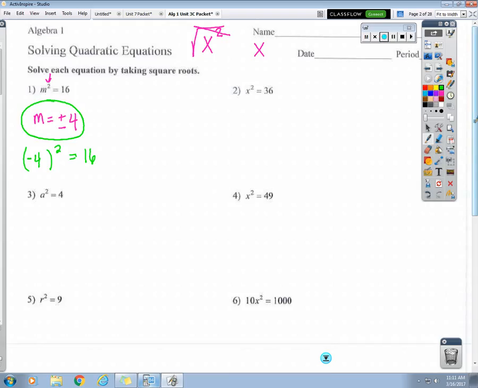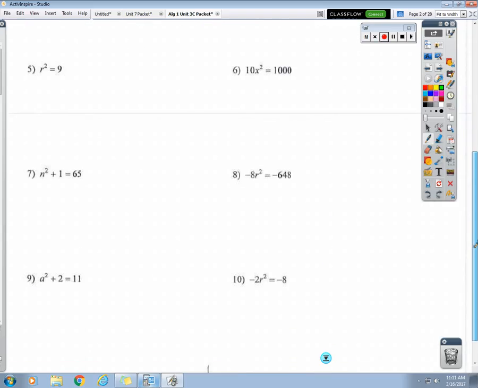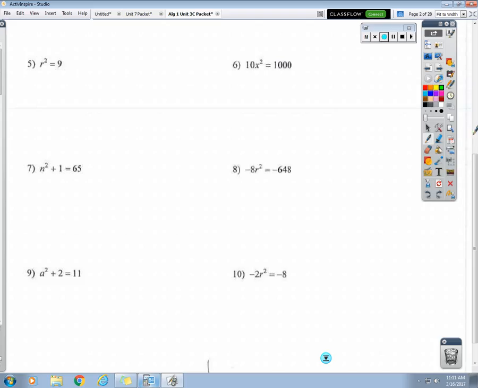Okay, now let's go down to number 6. For number 6, it's a little bit different. What would you need to do first? Get the x alone, and what's the first step to getting the x alone? First, you want to divide by that 10. And so x squared now equals 1,000 divided by 10, which is 100. Now to get the x alone, you need to get rid of that exponent of 2. And what's the inverse operation of squaring something? Square rooting it. Those cancel. So x equals the square root of 100, which is 10.